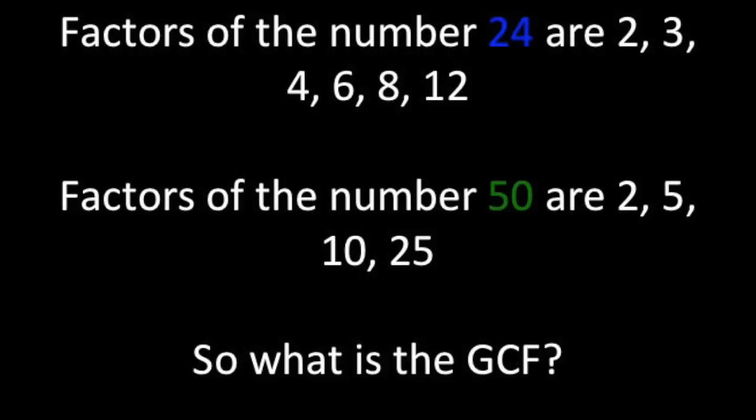So now we're going to look at our factors of both our numbers and we're going to figure out what the greatest common factor is. Remember, that's the biggest number that they both have in common. So what do you think our greatest common factor here is? Look at both sets of numbers. Again, like earlier, our greatest common factor is 2, because 2 is the biggest number that goes into both 50 and 24.